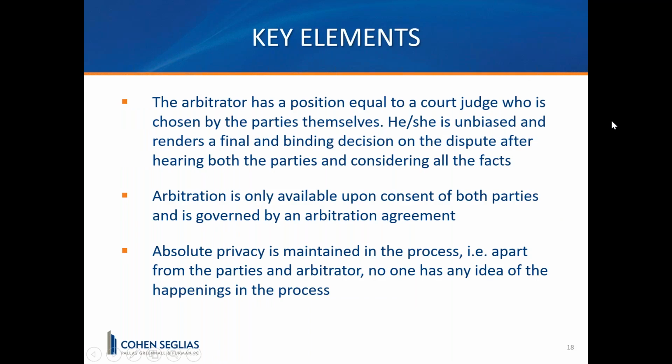So the key elements of an arbitration is that the arbitration panel or person has a position equal to a court judge, and that judge is chosen by the parties themselves. That person is supposed to be unbiased and renders a final and binding decision on the dispute after hearing both the parties and considering all the facts.